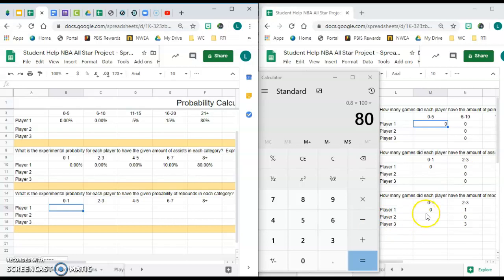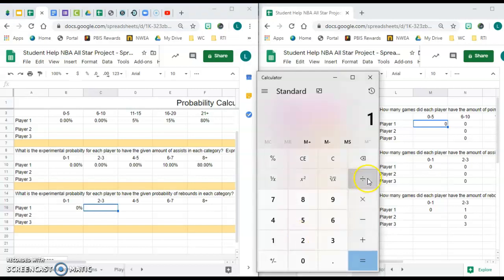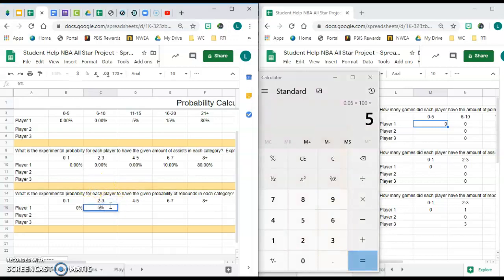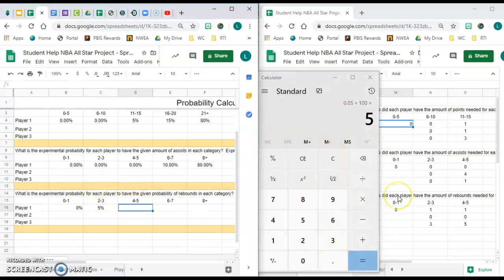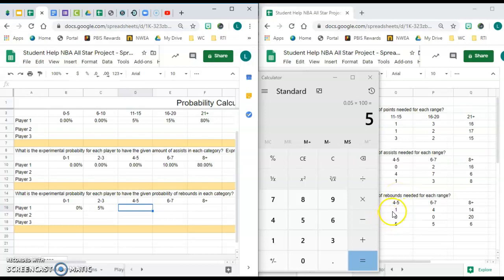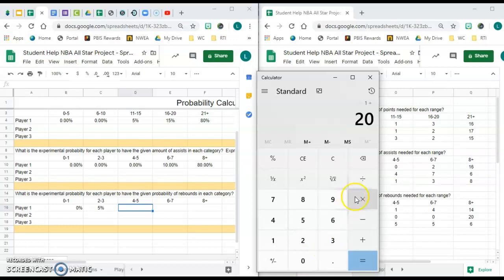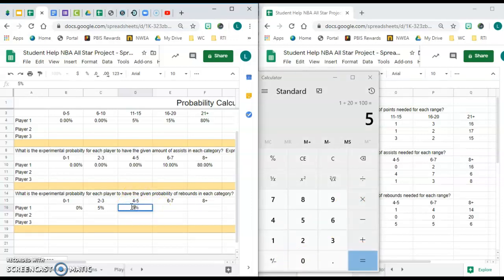So LeBron had 0 games where he had 0 to 1 rebounds. He had 1 game where he had only 2 to 3 rebounds. So 1 divided by 20 times 100. So 5% of the time. LeBron had 1 game where he had between 4 to 5 rebounds. So that's 5% again.